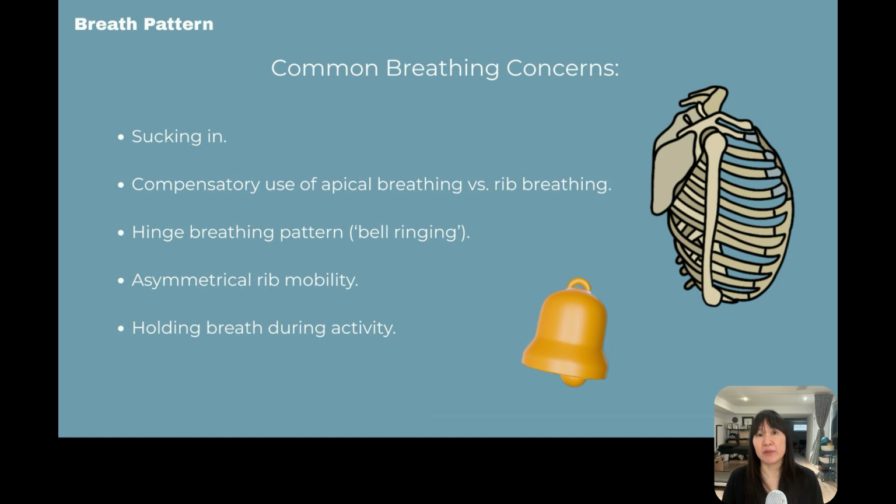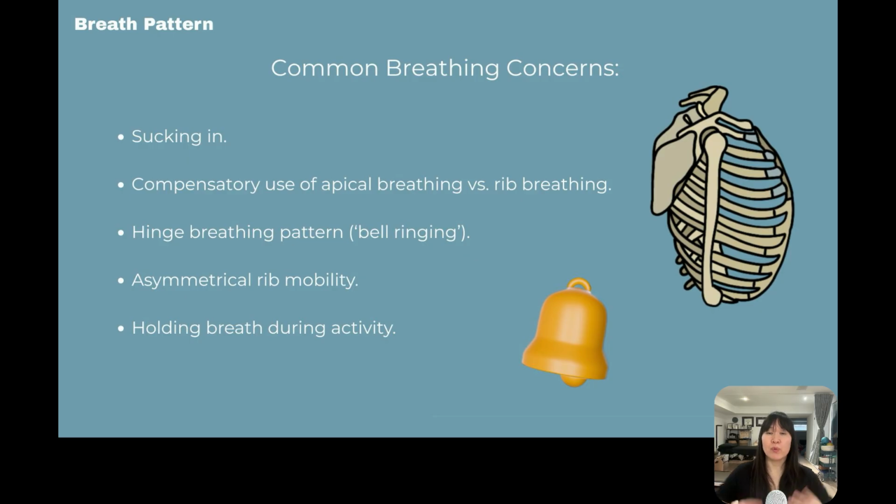Secondly is compensatory use of apical breathing. So what I mean by that is people don't know how to breathe through their ribs. Instead, they're going straight to their shoulders, right? So not necessarily sucking in, but perhaps there's tension in the ribs that doesn't allow them to access that mode of breathing. And so they're left with apical breathing instead.